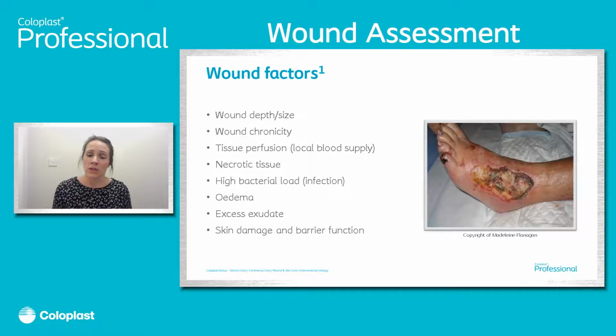Looking at each of those in a little more detail, the wound factors themselves: what is it that we're looking for? We're looking at the wound depth, the wound size. How long has that wound been there? Has the patient got poor tissue perfusion? Is there any necrotic tissue that might need debridement? Are we looking at high bacterial load and infection that needs management? Do we have any edema present within that limb or surrounding the wound? All of those things will have an impact on the healing, and they're all things that we should be looking at as part of our wound assessment.